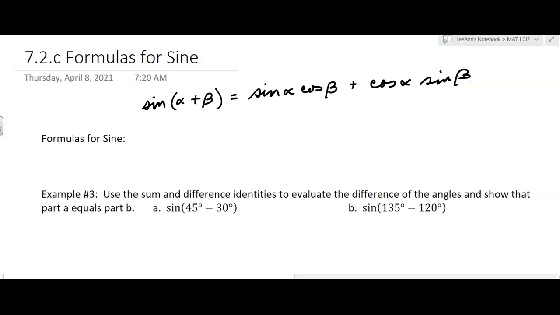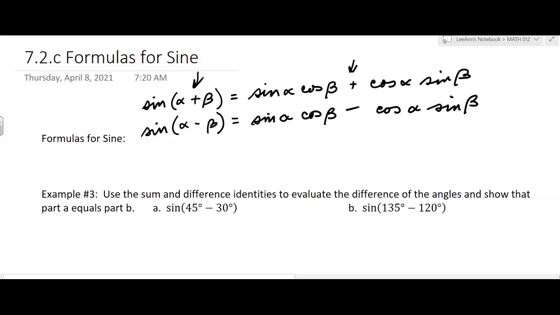So I remember, okay, when it's sine, you have one of each, a sine and a cosine. And then the sign, the S-I-G-N, stays the same, unlike the cosine ones. So plus here, plus there. The same thing's going to happen with the difference, sine alpha minus beta. It's going to be sine alpha cosine beta minus cosine alpha sine beta.